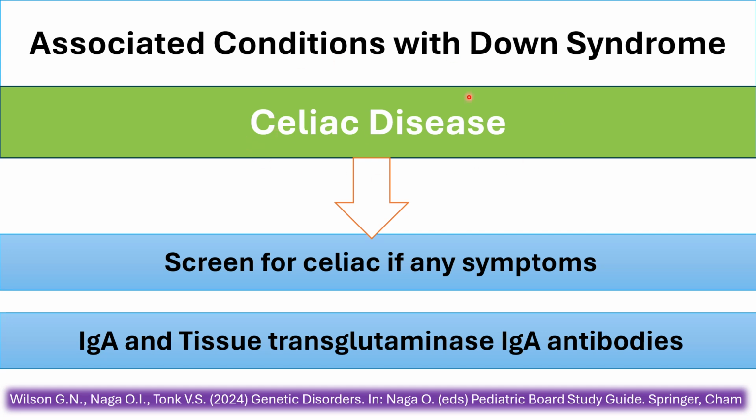Celiac disease is commonly associated with Down syndrome. Screen for celiac disease if any symptoms, for example, recurrent abdominal pain, diarrhea. Screen with total IgA and tissue transglutaminase IgA antibodies.